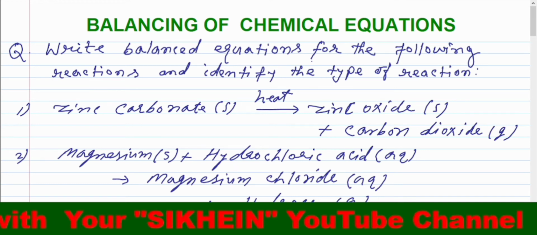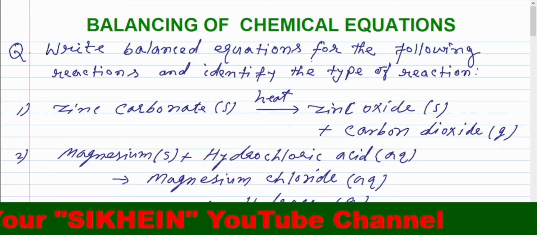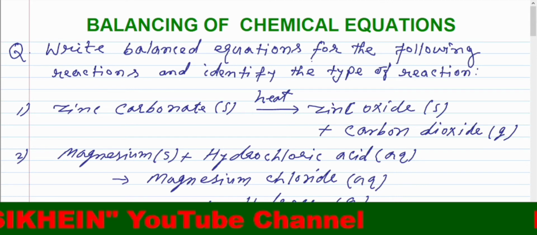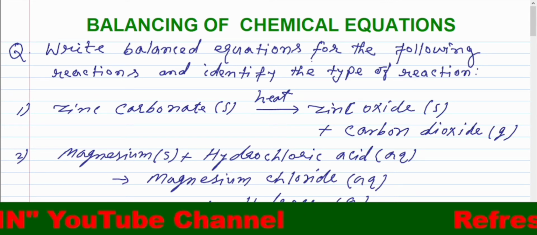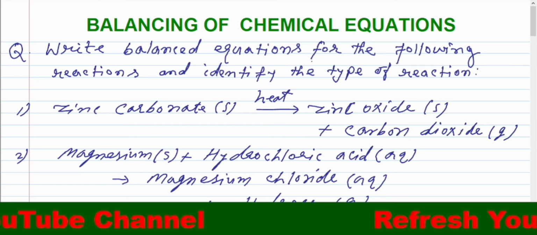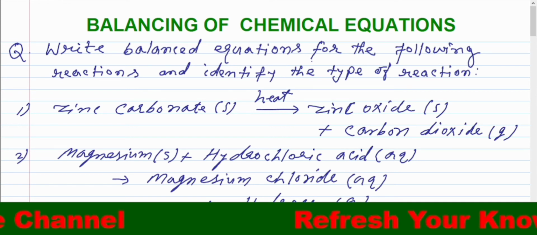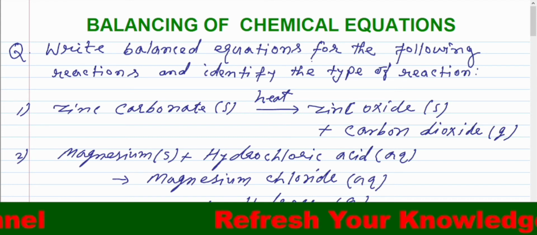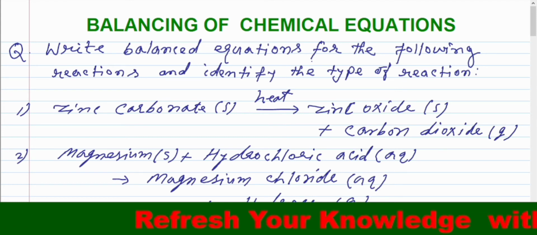Next point is a balanced chemical equation. A balanced chemical equation has an equal number of atoms of each element participating or taking part in the reaction on both left and right hand sides of the reaction.